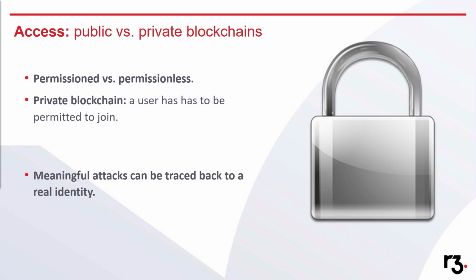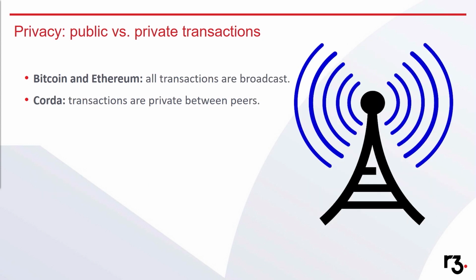Now, what I'm saying is that any meaningful attack on a private blockchain will be traced to a real identity because everyone is known. So that's a deterrent, because if you do something malicious, people will know. In a public blockchain, if you hide behind proxies, no one will know, and attacks will happen, and they did happen. The next big difference is how transactions get broadcast.